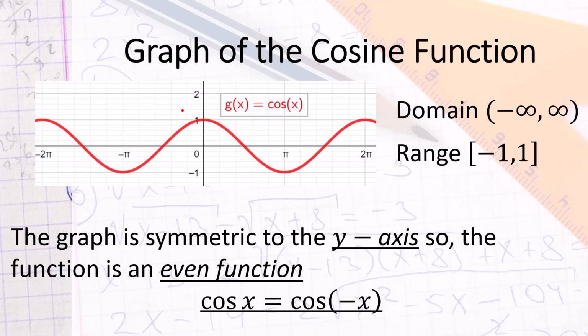All right, now, unlike the sine function, the cosine function is an even function. Why is it even? Because it is symmetric about the y-axis. As a consequence, cosine evaluated at a negative value is going to be equal to the cosine defined at the positive version of that particular value.